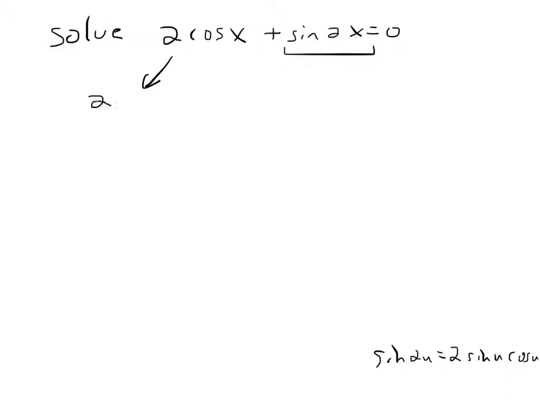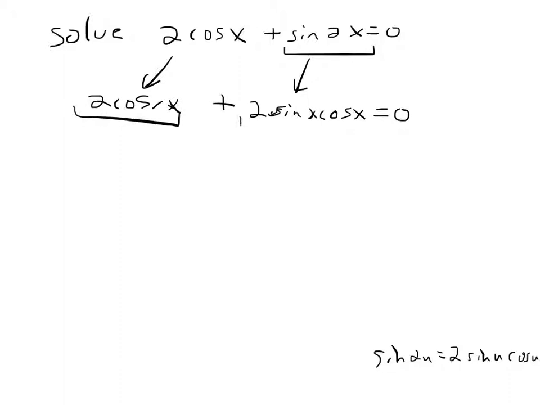This I don't change, 2 cosine x, plus, now in for sine of 2x, I substitute 2 sine x cosine x equals 0. Now why is this important? Well, that's important because now I have a common factor. My common factor, my GCF, is 2 cosine x.